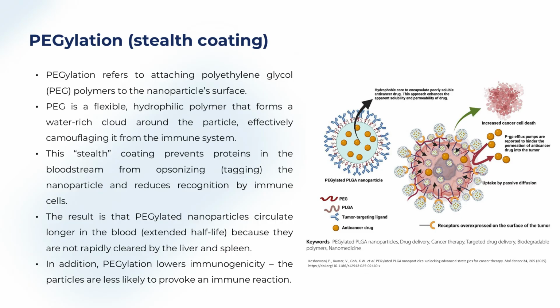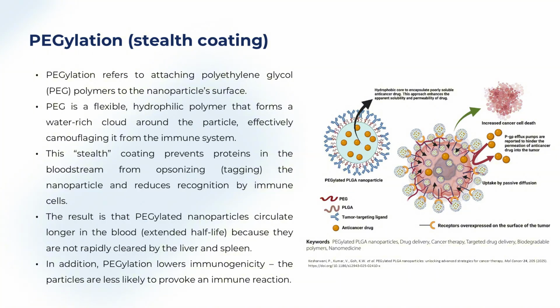We have mentioned today a few times the process of pegylation, or PEG. So what does it mean? Pegylation refers to attaching polyethylene glycol polymers to the nanoparticle surface. PEG is a flexible hydrophilic polymer that forms a water-rich cloud around the particle, effectively camouflaging it from the immune system. This stealth coating prevents proteins in the bloodstream from opsonizing the nanoparticle and reduces recognition by immune cells.